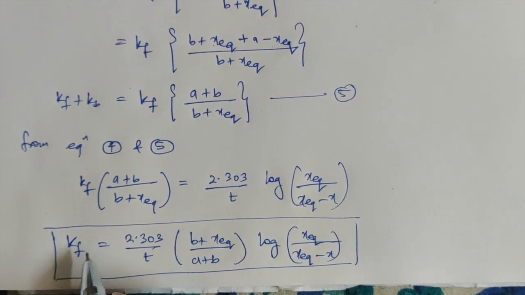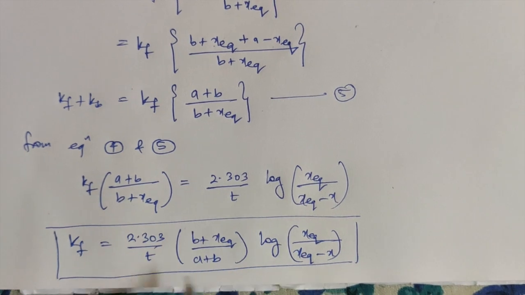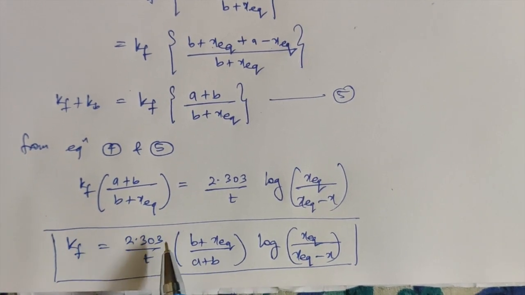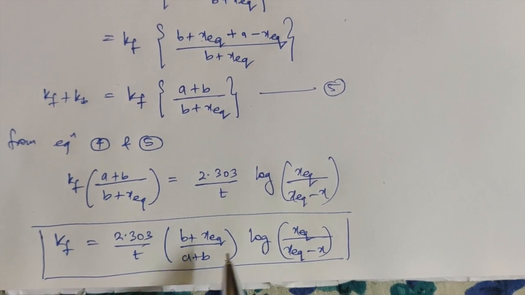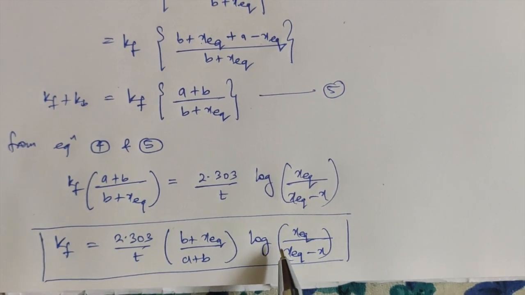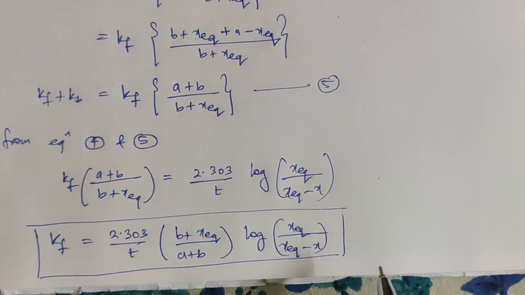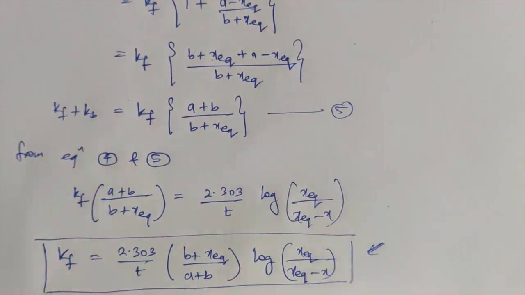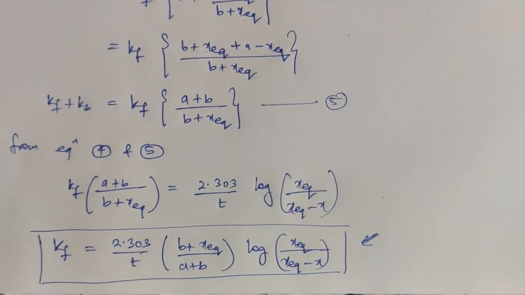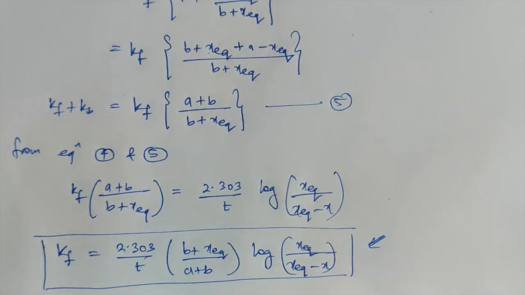So the rate constant for the forward reaction you can calculate with this equation, that is kf is equal to 2.303 upon t times b plus xeq divided by a plus b, log xeq divided by xeq minus x. So this is the equation which we wanted to find out at the end. This is the end of this derivation, guys, and this is how it has to be done.